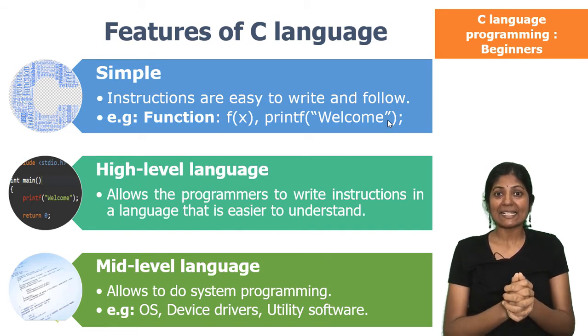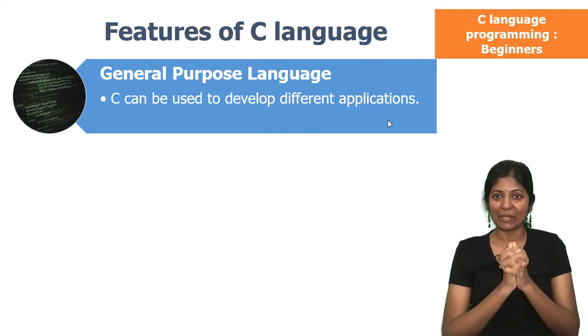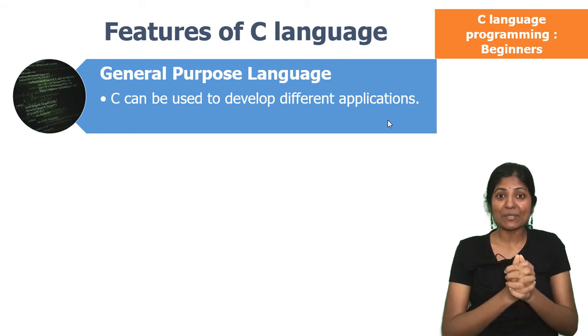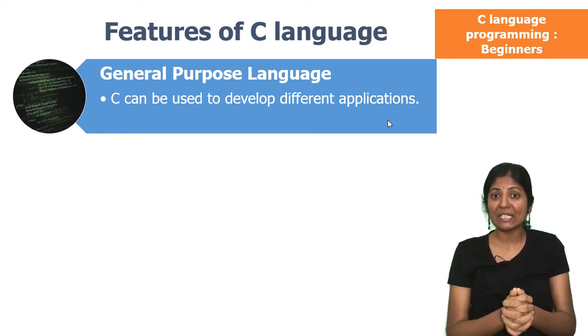Okay, let's continue with the features of C programming. The next feature of C is it is a general purpose language. Then what is general purpose language? It means we can develop any kind of softwares using that programming language. Any kind of software means system softwares, as we just discussed now about system softwares like operating system, device drivers, utility softwares, etc.